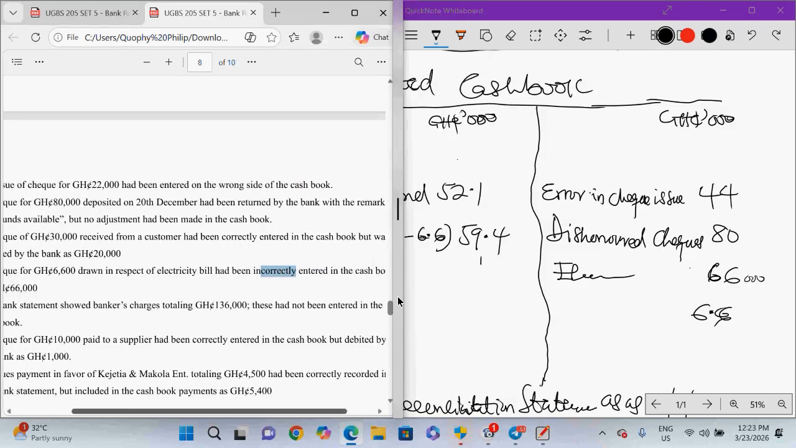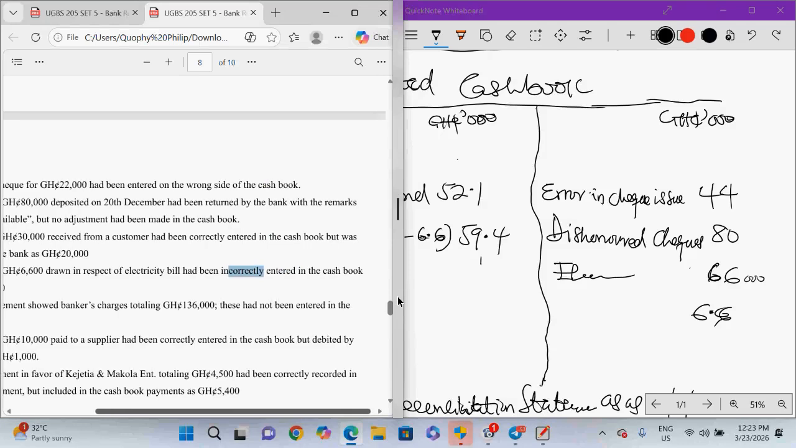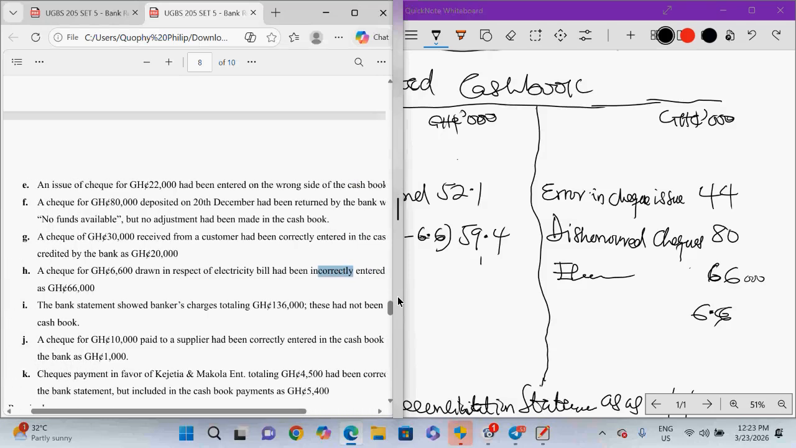Yes, please, I do. A check of 6,600 in respect to electricity had been entered incorrectly in the cash book as 66,000. But why would you record 66,000? So this is the error that they did. This thing that you are seeing here, 66,000, is the error that they did. How do we correct this error? They are supposed to record 6,600, but they recorded 66,000. How do we correct this error? That's the example that you have been doing.